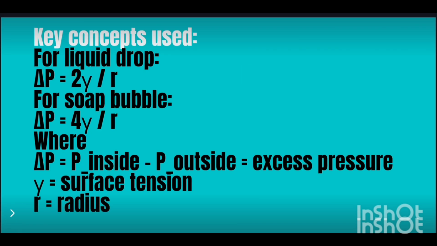So here the key concept used is the liquid drop model. We'll see the formula for the liquid drop model. Delta P is equal to 2 into gamma divided by R. For a soap bubble, delta P is equal to 4 gamma divided by R, where delta P is equal to P inside minus P outside, which is the excess pressure.